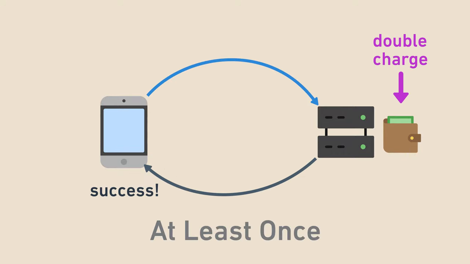We call this situation at least once because the payment will go through one or more times, in contrast to what we had earlier, which was at most once. The benefit of retrying is that we will eventually get through and make the payment, but we might have arbitrarily large numbers of duplicate transactions, which is really bad.